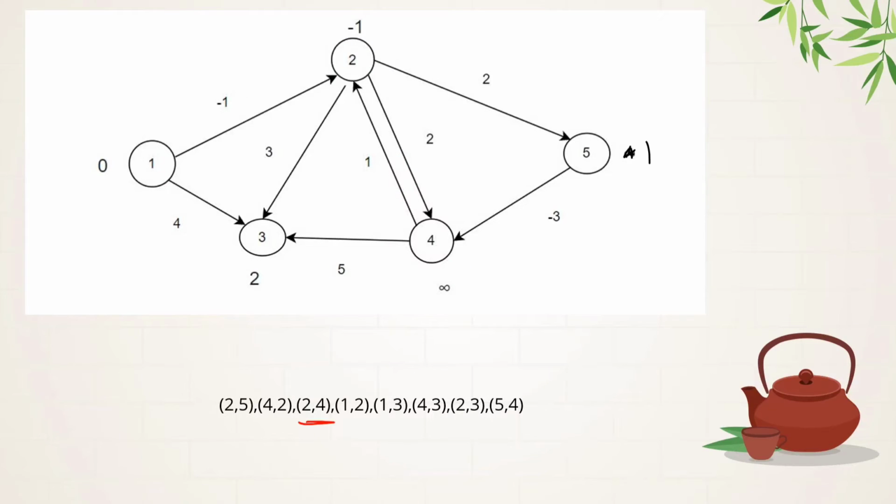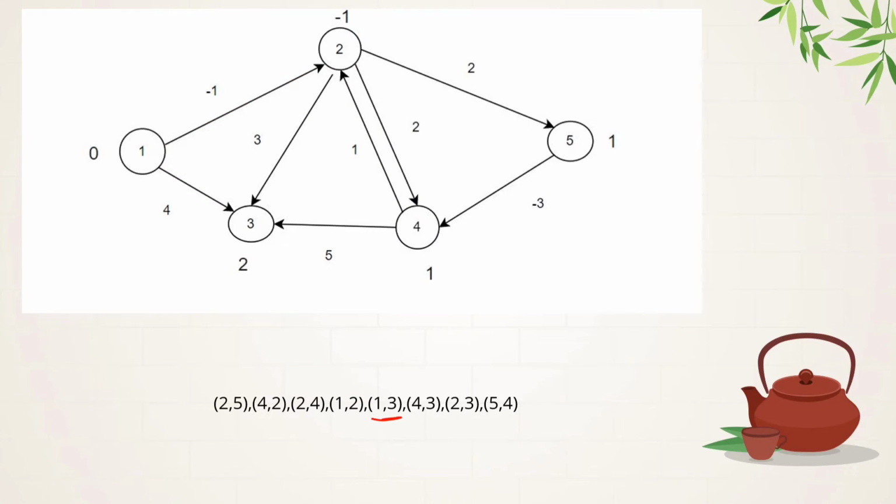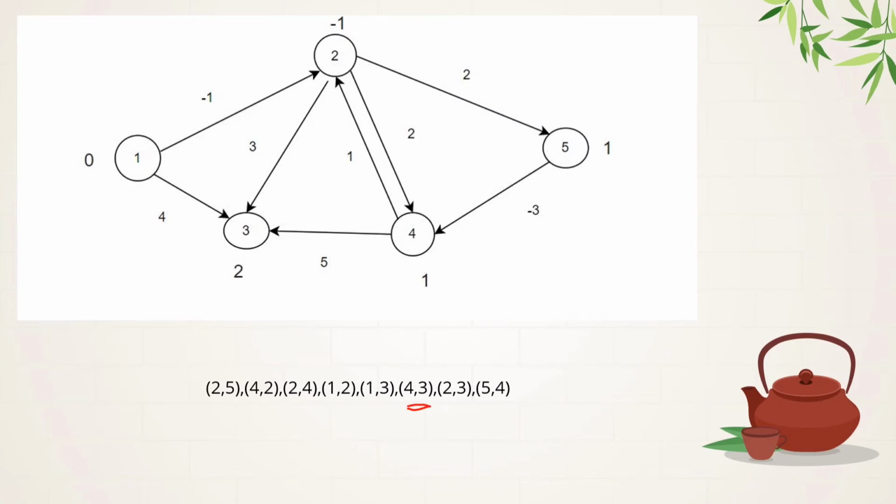2 comma 4, minus 1 plus 2 equals 1, which is less than infinity, so we change this infinity to 1. 1 comma 2, 0 minus 1 equals minus 1, so don't change it. 1 comma 3, 0 plus 4 is not less than 2, so don't change it. 4 comma 3, 1 plus 5 equals 6, not less than 2, so don't change it.